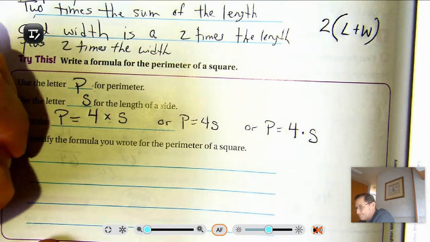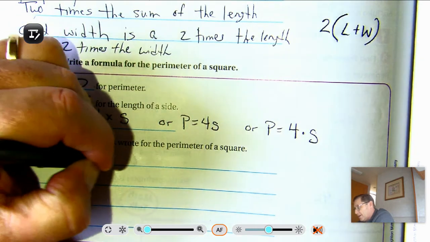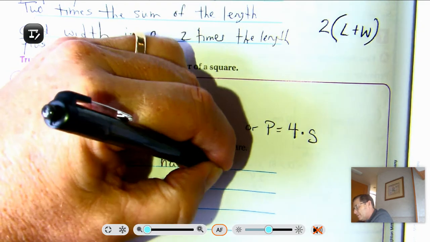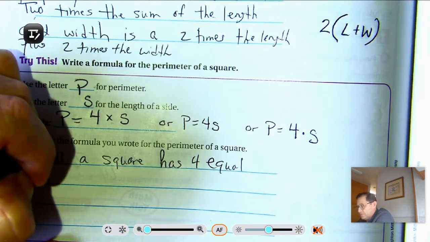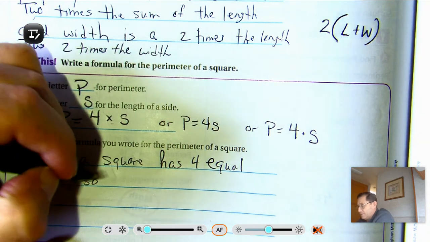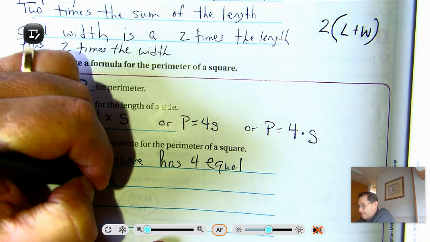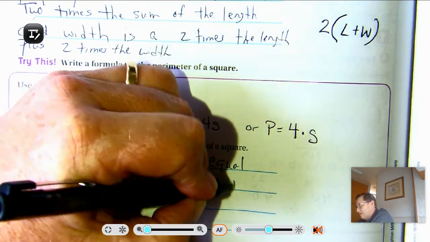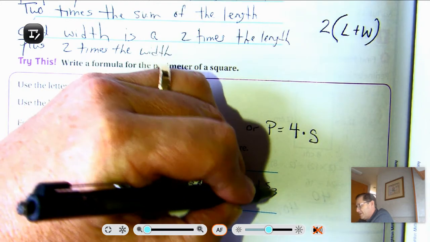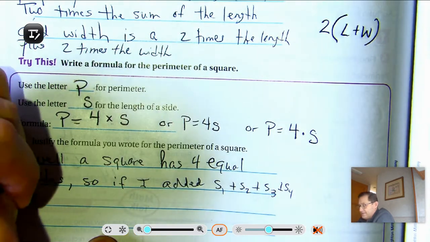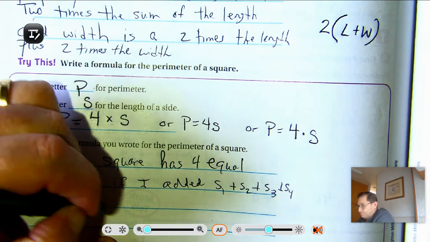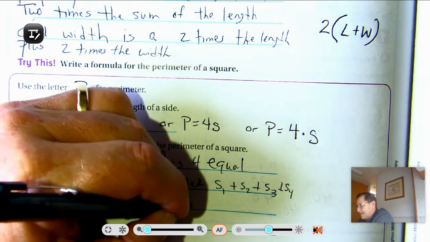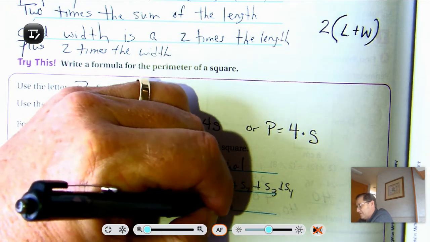Well, a square has 4 equal sides. So if I added side 1 plus side 2 plus side 3 plus side 4, it would be the same as 4 times the length of the sides.